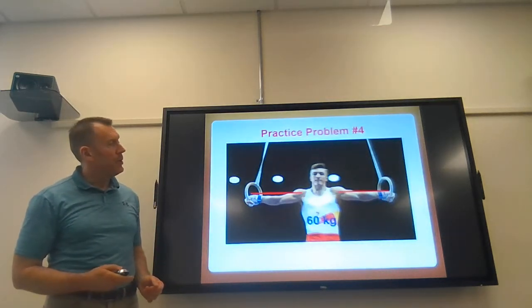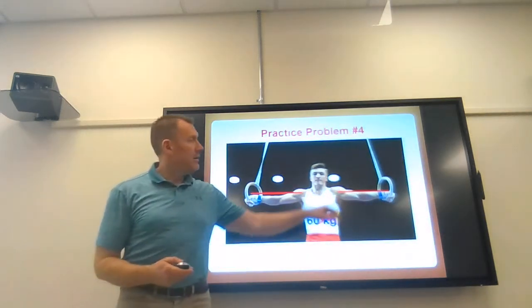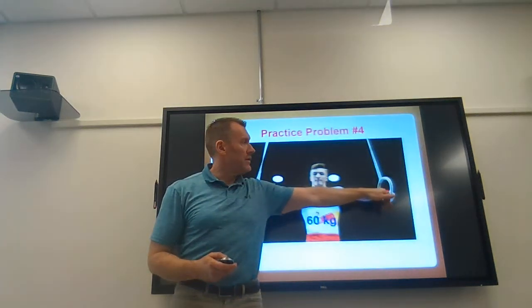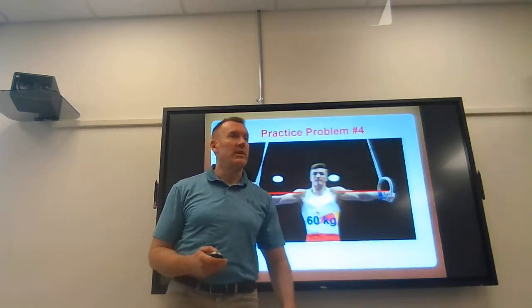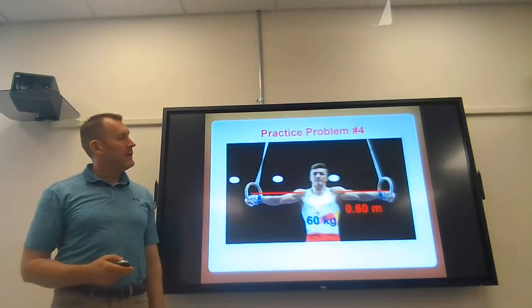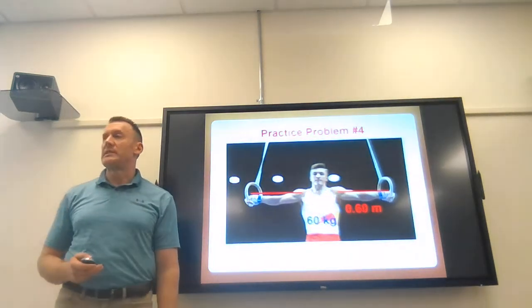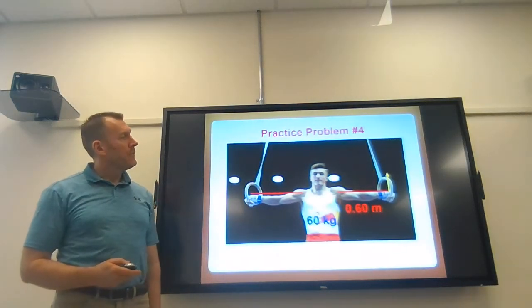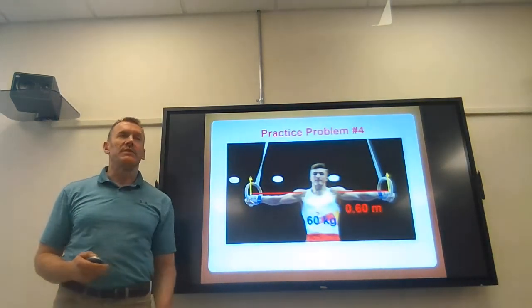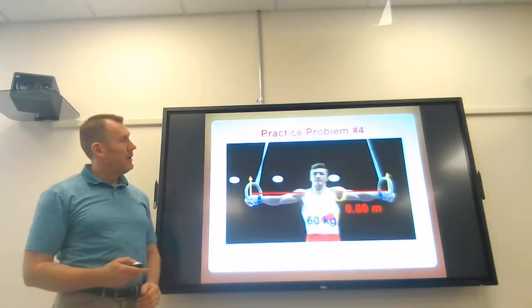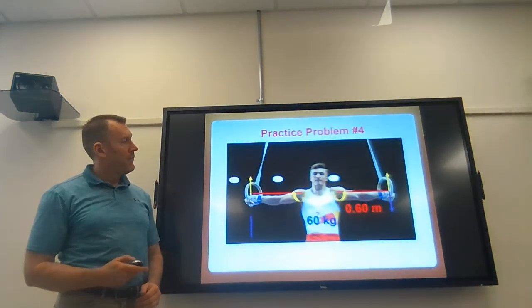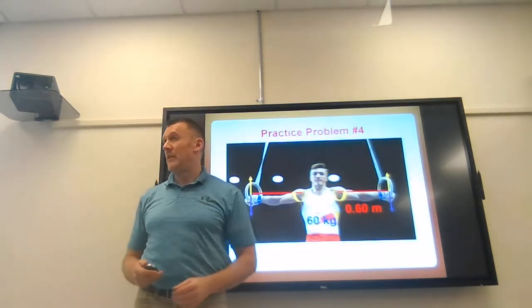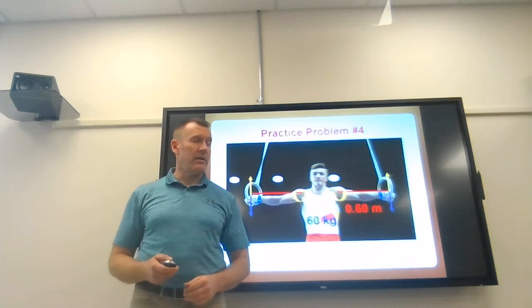So we have moment arms here, so that'd be from the shoulder joint to where force is being applied to the rings. And so our moment arm is 0.6 meters. And so the gymnast applies a downward force to the rings. What do the rings do? They apply an upward reactive force.